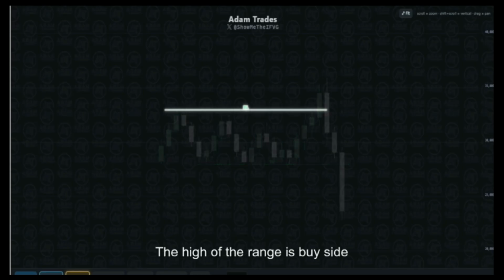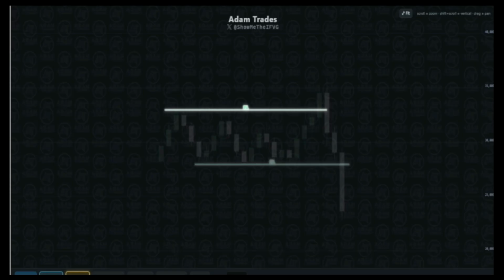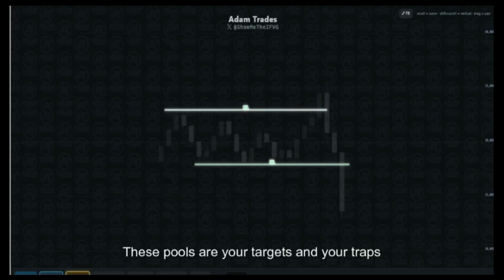The high of the range is buy-side liquidity. Buy stops from breakout traders and stop losses from shorts are stacked above it. The low of the range is sell-side liquidity. The same thing in reverse. These pools are your targets and your traps, depending on which side you're on.